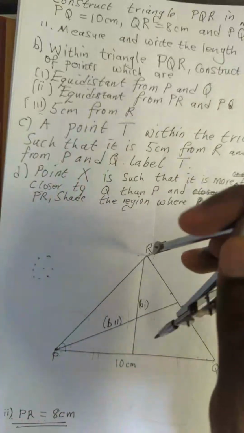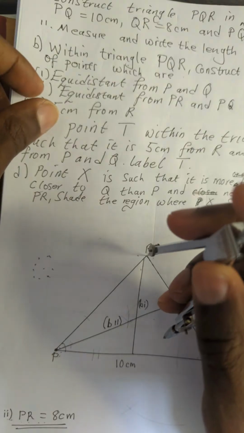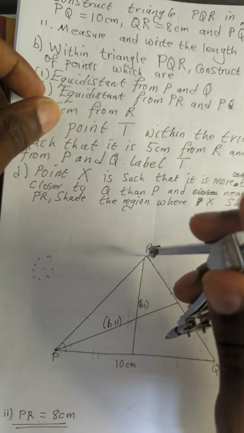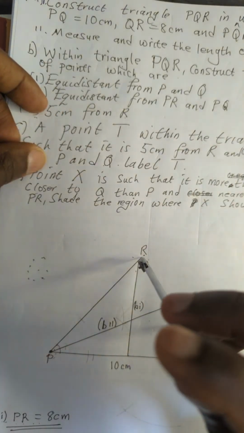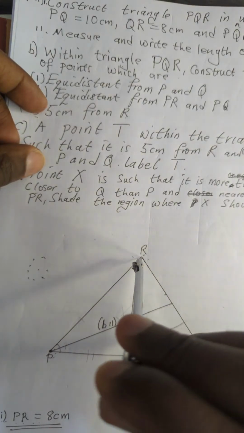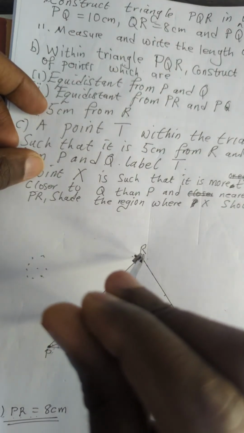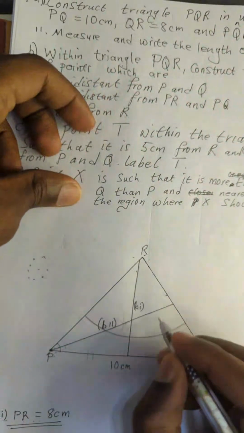Remember this one: points equidistant from a point. So stand on R, then do an arc within the triangle. Now this is the final answer, so make it a bit dark. So this is B3.